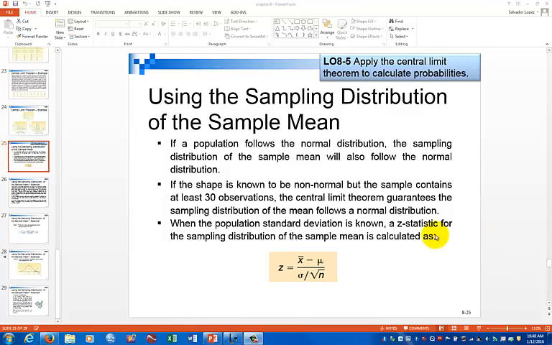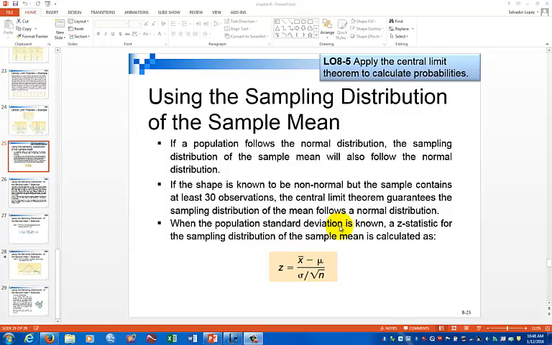Section 5, Chapter 8, Using the Sampling Distribution of the Sample Mean. The first two paragraphs here have been stated before in the previous section. If a population follows the normal distribution, the sampling distribution of the sample mean will also follow the normal distribution. If the shape of the population is known to be non-normal, but the sample contains at least 30 observations, the central limit theorem guarantees that the sampling distribution of the mean follows a normal distribution.